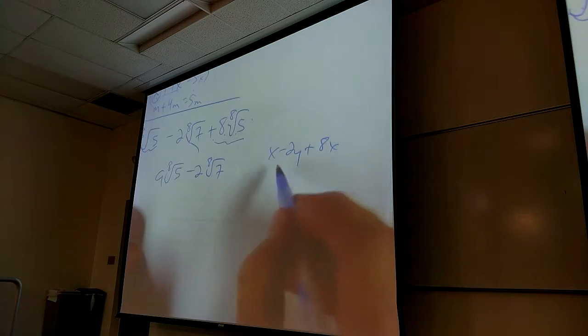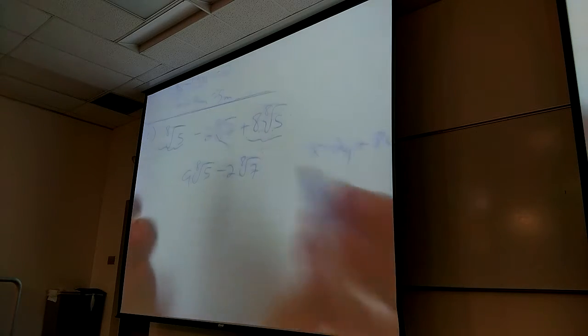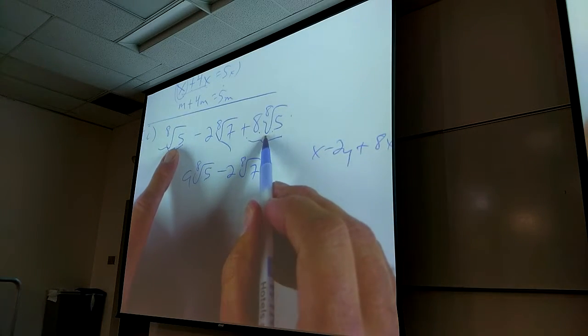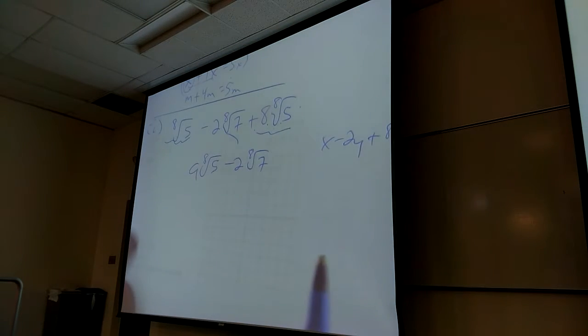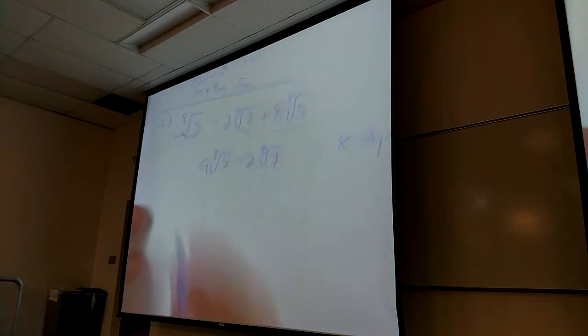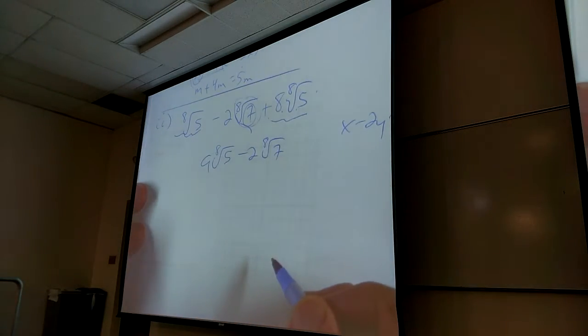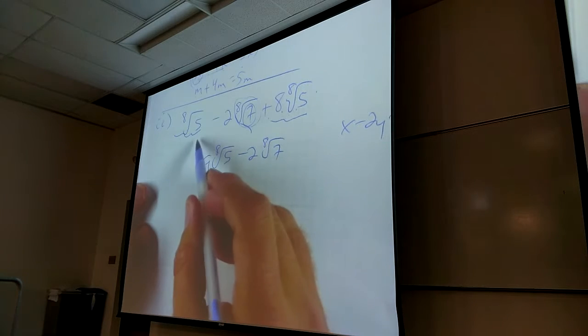So the index doesn't matter? It totally matters. Why was I able to add these together? Because they were like terms. So all of them are the 8th root. Totally. But that doesn't make them like. Here's the idea: if the inside's not the same, they're obviously not like terms, right? Is the 8th root of 7 the same thing as the 8th root of 5? No.